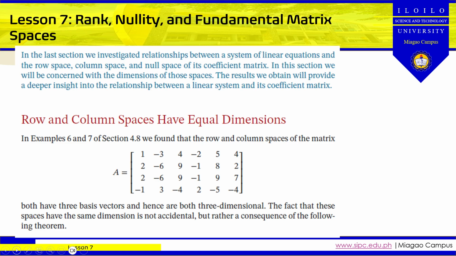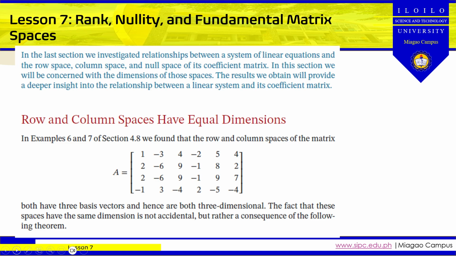In the previous discussion, we investigated the relationships between a system of linear equations and the row space, column space, and null space of its coefficient matrix. In this particular lesson, we will be concerned with the dimensions of those spaces. The results we obtain will provide a deeper insight into the relationship between a linear system and its coefficient matrix.